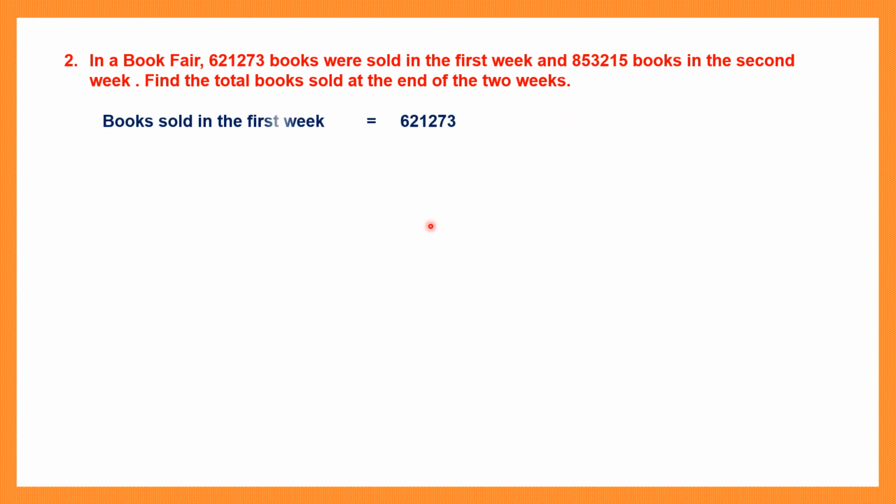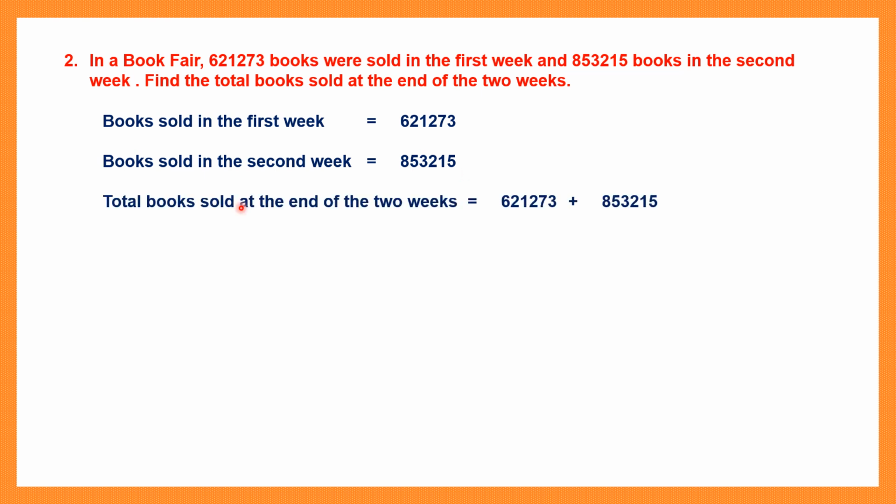So let's start our statement by saying books sold in the first week. And it's already given to us 6,21,273. Then books sold in the second week is 8,53,215. Now we are asked to find the total books sold at the end of 2 weeks. That means the first week so much, the second week so much. Together, how many books were sold? So total books sold at the end of the 2 weeks, we have to add up both these numbers. So let's do that addition. So the first number is this and the second number we write below, and now we are going to add up both. So let's add up and see what we get.